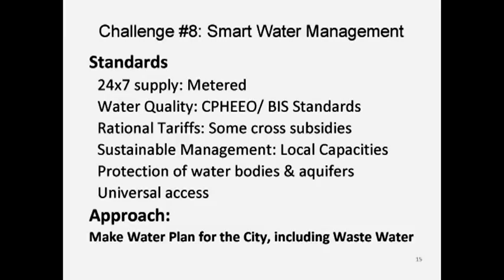If you say that water will come without a meter for half an hour every day or every two days, whatever, then you cannot put any charge other than a lump sum charge because you have not measured it, and therefore the tariffs will be irrational. That is a critical thing. Of course, poor people can be given some subsidy at the cost of the richer people, but then it should not be free for the city as a whole. It must pay for itself. That's why we need to prepare a water plan for the city.